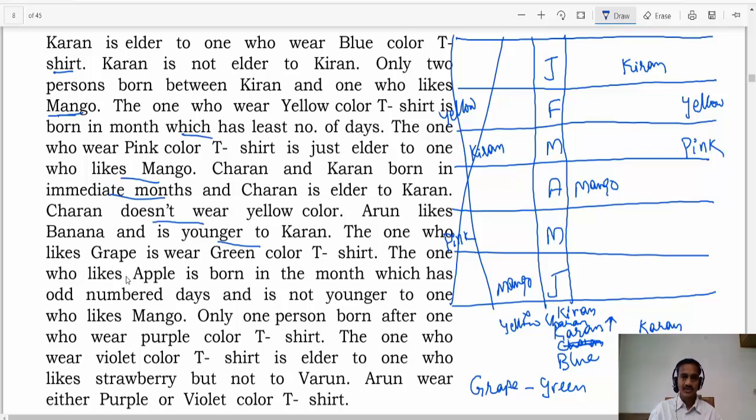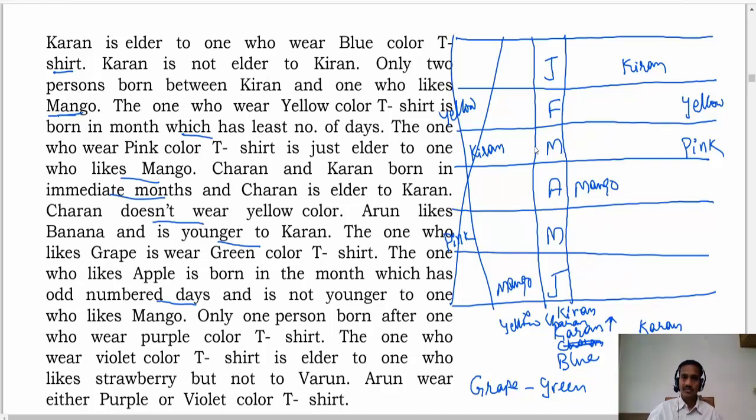Next one, green. The one who likes apple is born in the month which has odd days. What are odd days? And is not younger to mango. Not younger to mango means that person is elder to mango. Apple is elder to mango. It should be above mango, with an odd number of days. Which months have an odd number of days? Either Jan or this one, isn't it? Apple can be here in March or apple can be Jan. Apple can be in these 2 places. The one who likes apple is born in the month which has an odd number of days and is not younger to mango, meaning elder to mango. And this apple can be either Jan or March.